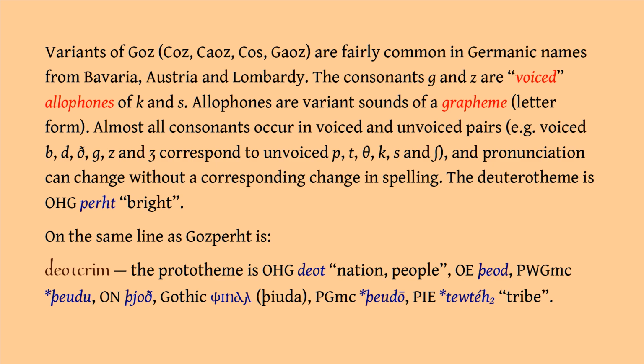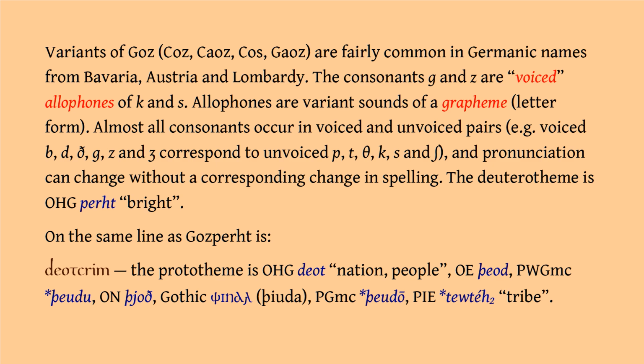Variants of Gos, Kos, Kaus, Kos, Gauss, are fairly common in Germanic names from Bavaria, Austria, and Lombardy. The consonants G and Z are voiced allophones of K and S. Allophones are variant sounds of a grapheme, letter form. Almost all consonants occur in voiced and unvoiced pairs. Example voiced B, D, Eth, G, Z, and Ej correspond to unvoiced P, T, theta, K, S, and Esh, and pronunciation can change without a corresponding change in spelling. The deuterotheme is Old High German perkt, bright.